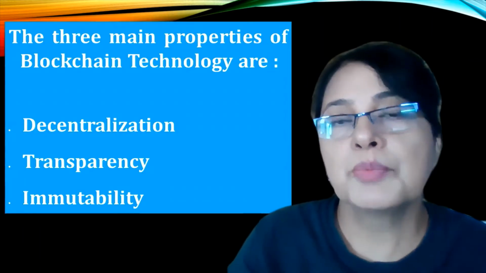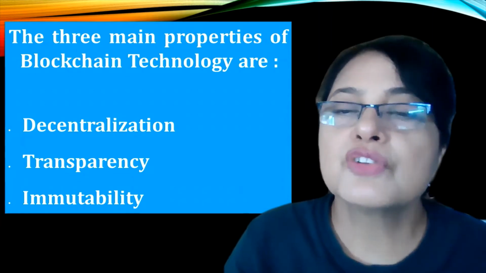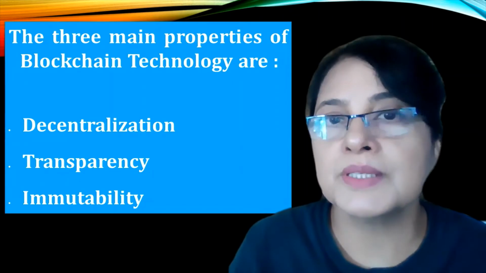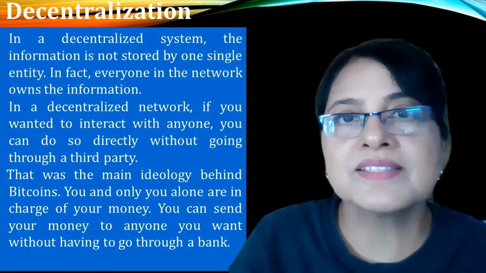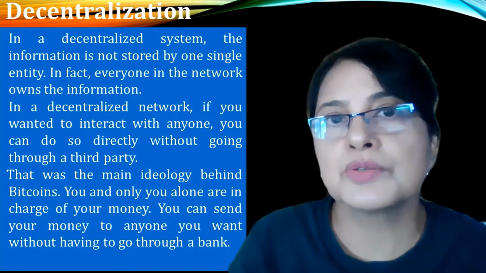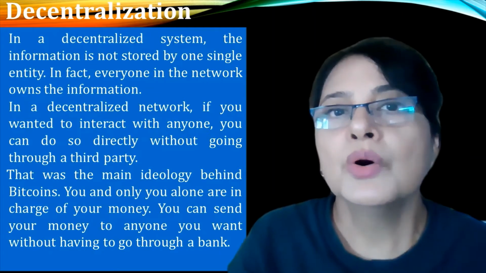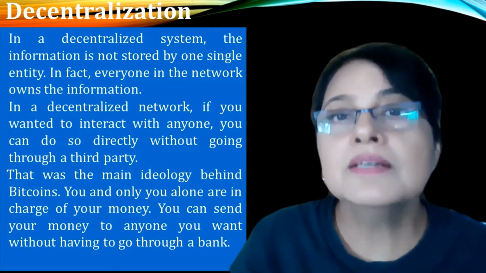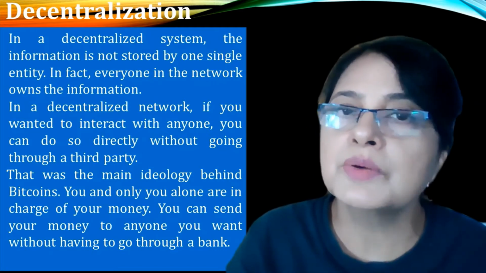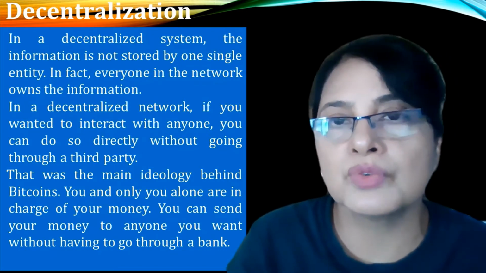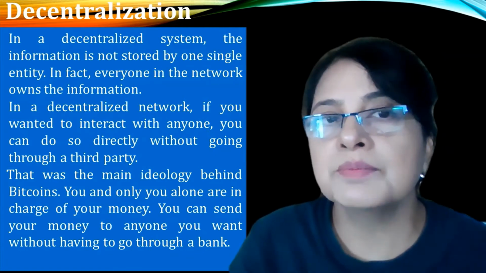The three main properties of blockchain technology are decentralization, transparency, and immutability. Talking about decentralization, in a decentralized system, the information is not stored by one single entity. In fact, everyone in the network owns the information. And in the decentralized network, if you want to interact with anyone, you can do so directly without going through a third party. Now, that was the main ideology behind Bitcoin.